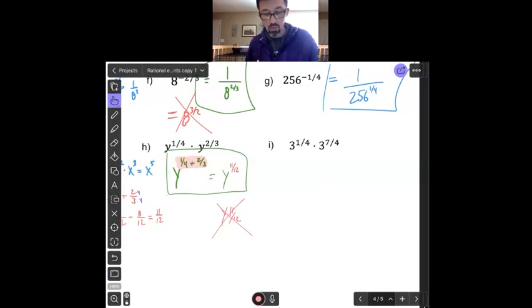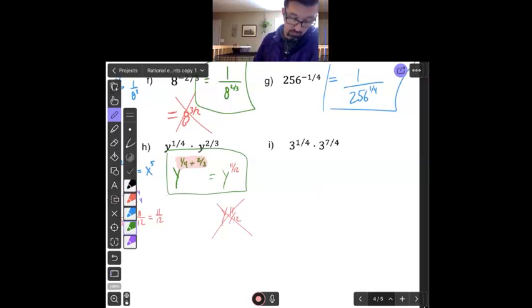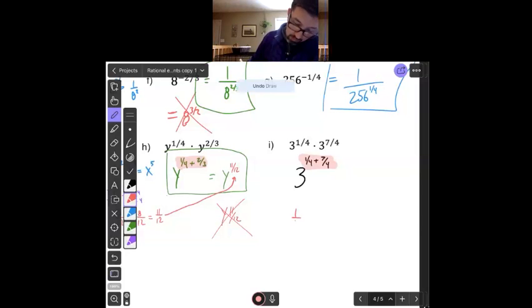So I'm going to look at 3 to the 1/4 times 3 to the 7/4. It says multiply, so I'm going to add my exponents. I'm going to take that math that I need to do and bring it off to the side. Of course, 1/4 plus 7/4. Thankfully, we already have common denominators, so you don't have to worry about that.